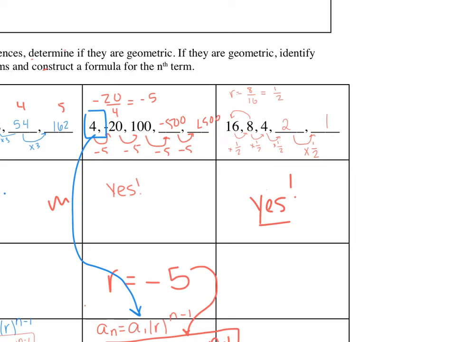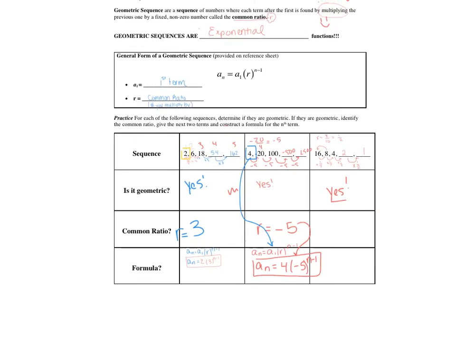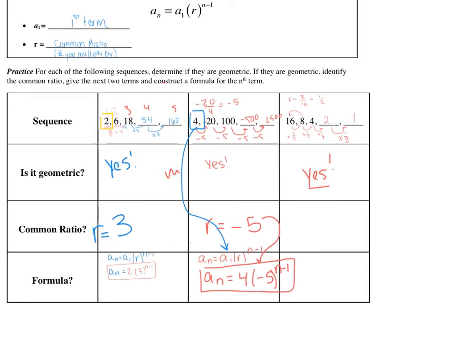Now, part B says, what is my common ratio? My common ratio is the number you're multiplying by each and every single time. In this case, I multiplied by a 1/2 every time. So I simply write r equals 1/2. Or as many of you students like to write it, 0.5. Both acceptable.